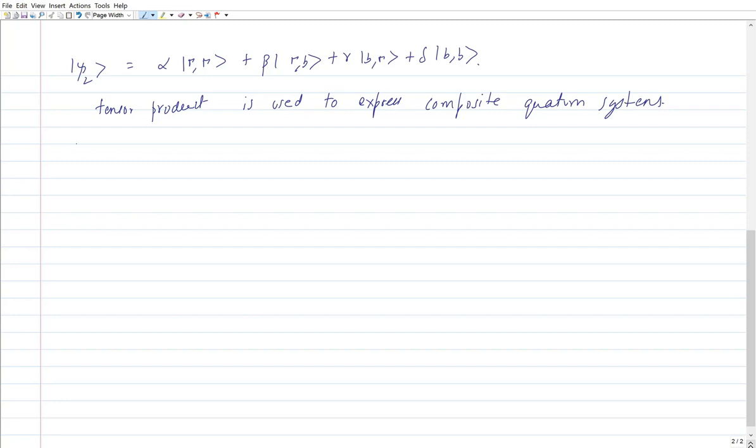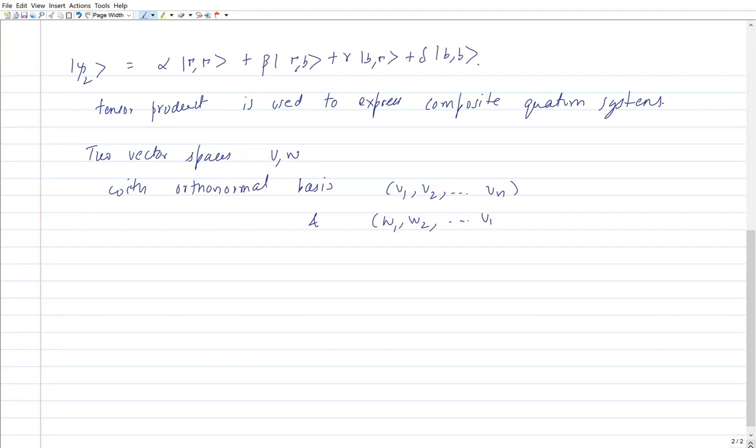So in general, if I have two vector spaces V and W, I can have the orthonormal basis, this is the orthonormal basis for V, and I'll have the orthonormal basis for W, basically the basis vectors.